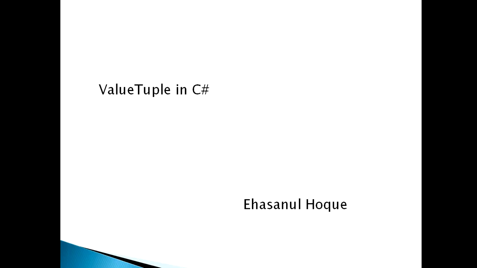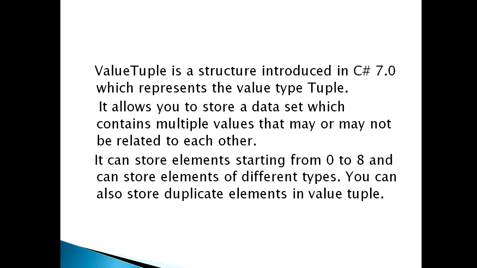In this clip, I will explain about ValueTuple in C#. Actually, ValueTuple is a structure introduced in C# 7.0 which represents the value type tuple. It allows you to store a data set which contains multiple values that may or may not be related to each other. It can store elements starting from 0 to 8 and can store elements of different types. You can also store duplicate elements in ValueTuple.